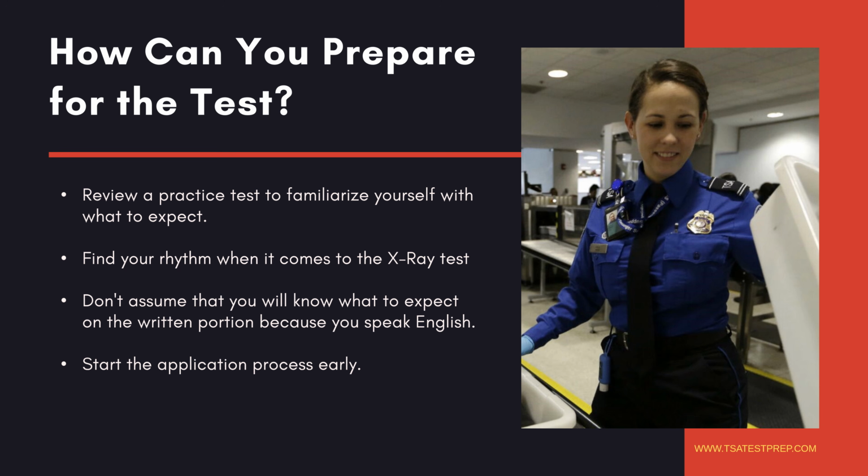How can you prepare for the test? Now, there are a couple of things you can do. Firstly, you can review a practice test to familiarize yourself with what to expect. Find your rhythm when it comes to the X-ray. Remember, you only have a couple of seconds to devote to each question. You might find it easy to divide the picture into quadrants when scanning, or scan from left to right. Don't assume that you know what to expect on the written portion because you speak English, as we saw earlier. And try to start the application process early.